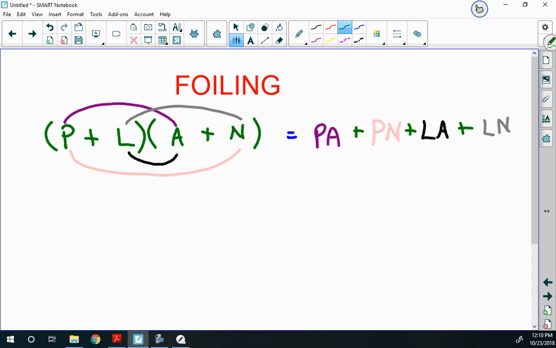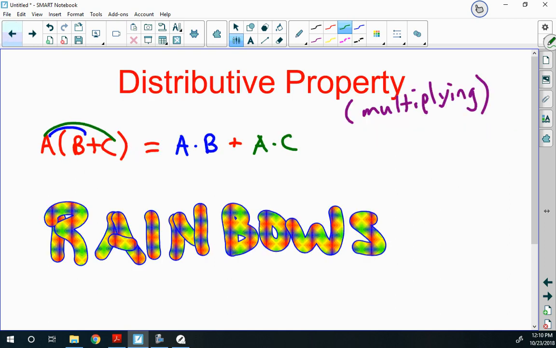So again, the interesting thing about foiling, we are multiplying. We are multiplying by rainbows. We're distributing. And distributing is essentially how the foiling works. It's just with a couple more terms in it, right? Is everybody with me so far? Does this make sense? Cool.